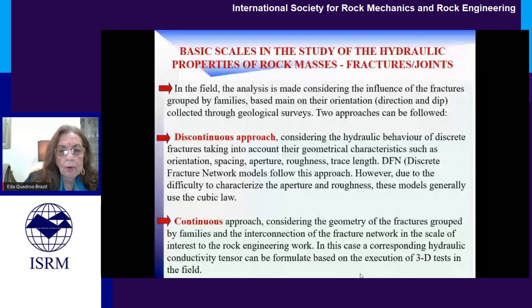The continuous approach considers the geometry of the fractures grouped by families and the interconnection of the fracture network at the scale of interest to the rock engineering work, and also considers one representative elementary volume. In this case, a corresponding hydraulic conductivity tensor can be formulated based on the execution of three-dimensional tests in the field.